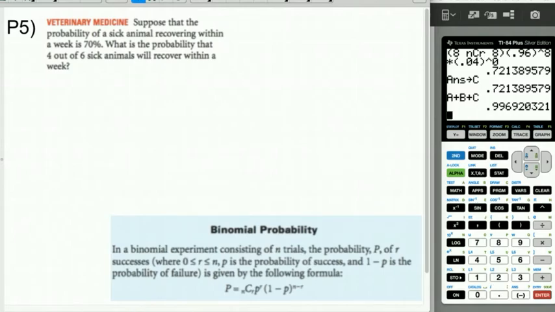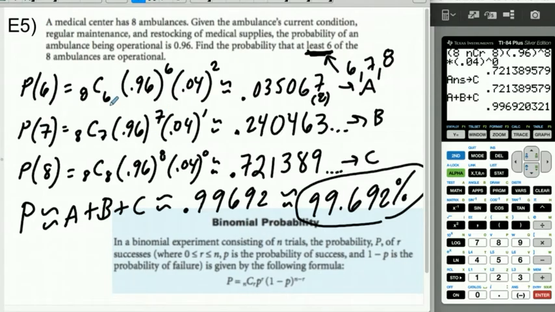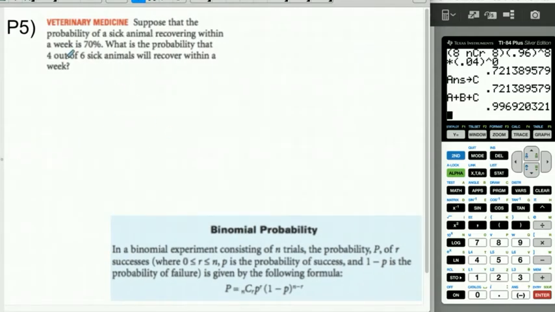70%. What is the probability that 4 out of 6 animals will recover in a week? So this one is back to being a little bit easier than this one was, because notice that this was 6, 7, or 8. This one is just asking directly for 4, right? So what's the probability of 4?